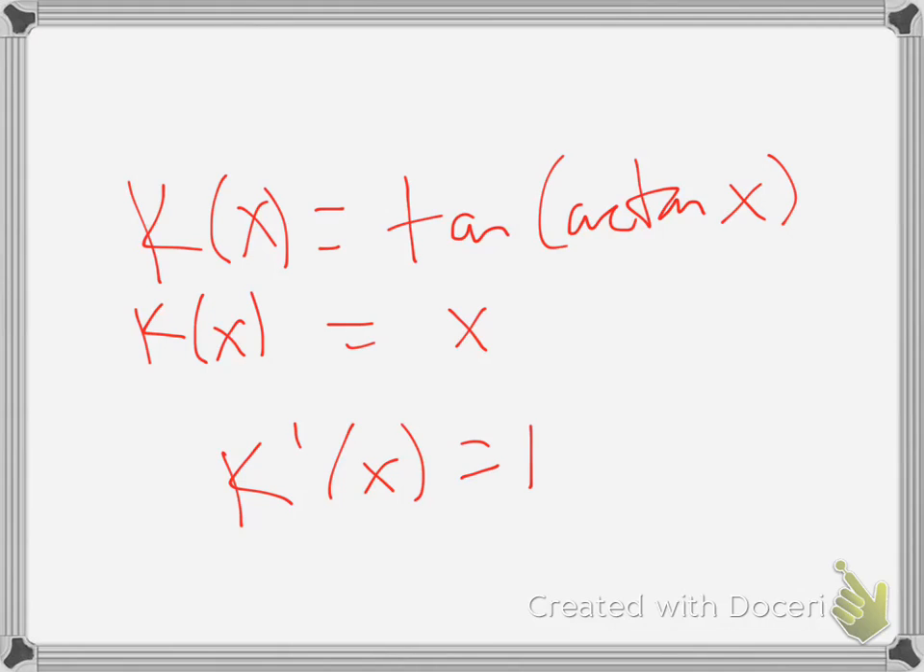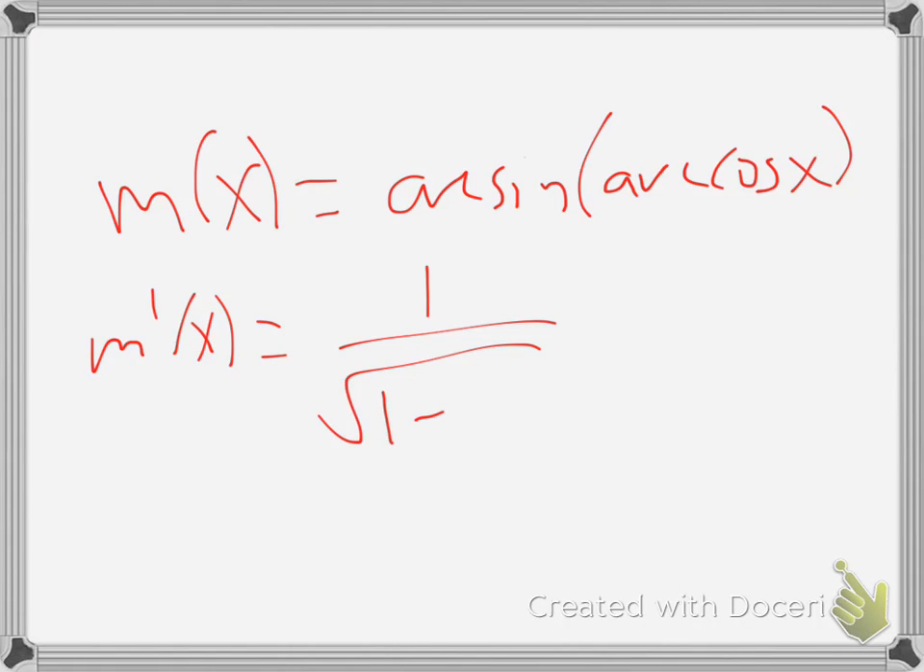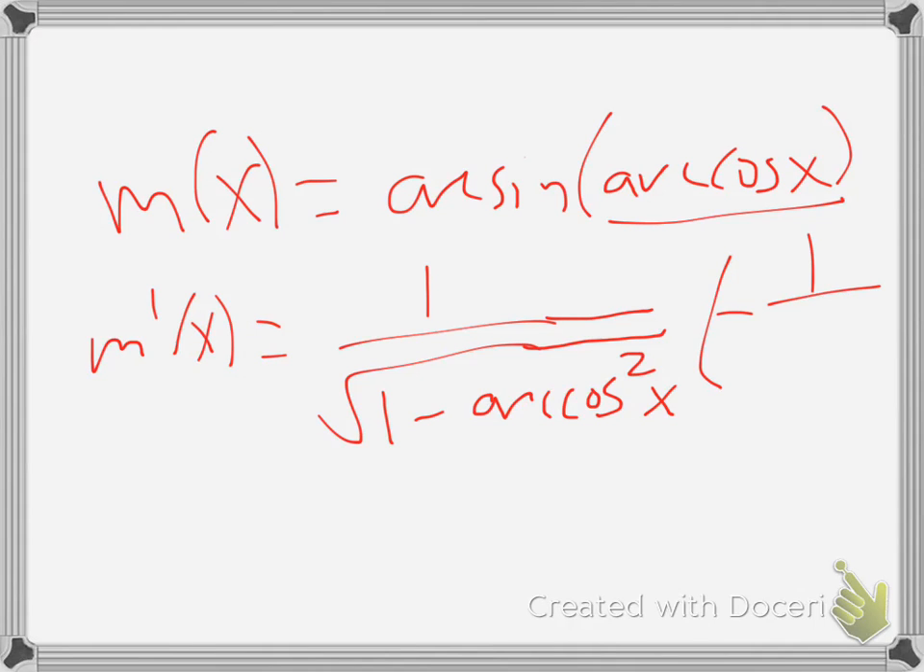Now that doesn't quite work on 6, which was m of x equals arcsine of arccosine of x. So I'm asking you to remember both those derivatives, and it's a little messy here. Arcsine's derivative is equal to 1 over the square root of 1 minus x squared, but now x is arccosine x. So I'm going to put arccosine squared x like that. But then the chain is the derivative of arccosine, which is negative 1 over the square root of 1 minus x squared.